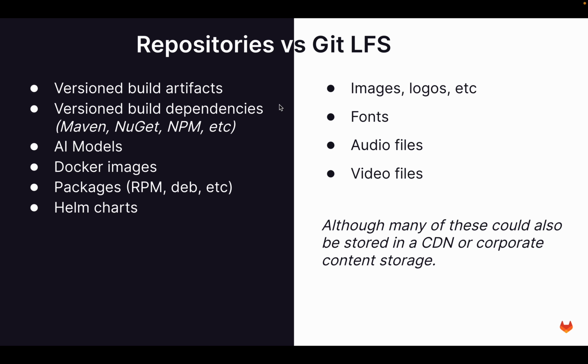Git LFS therefore is more likely to store, for example, images or logos that you use in a website, or maybe fonts. Sometimes also audio files or video files, although for those there can be content delivery networks or corporate content storage where you would store those. But these are typically not files that are stored in a versioned registry, and mostly kept, if you want some version history, in a Git repo. So these are the typical use cases you see. Although even then, I wouldn't recommend storing very large files in Git anyway.